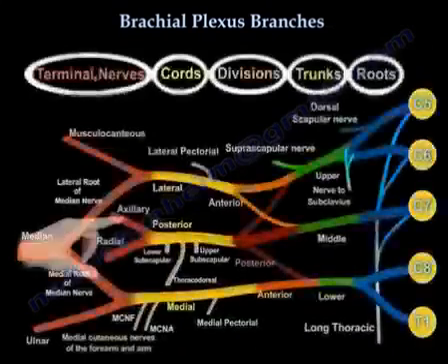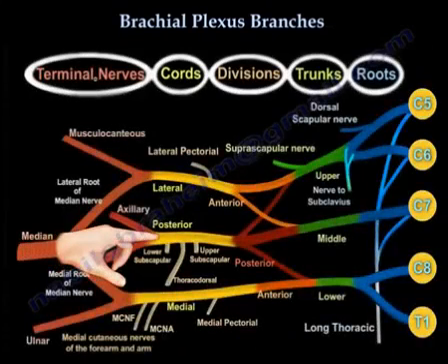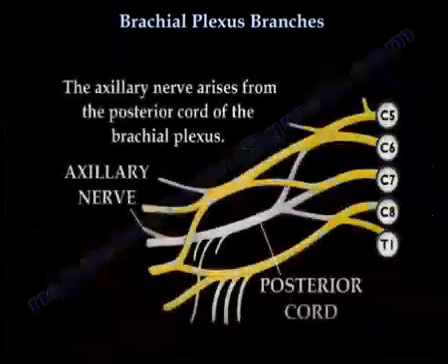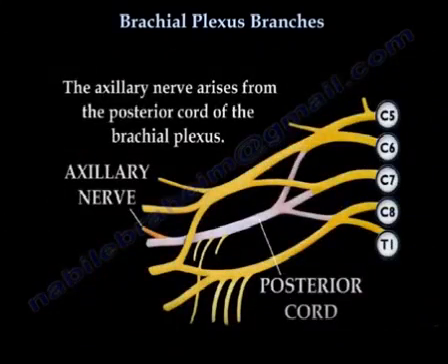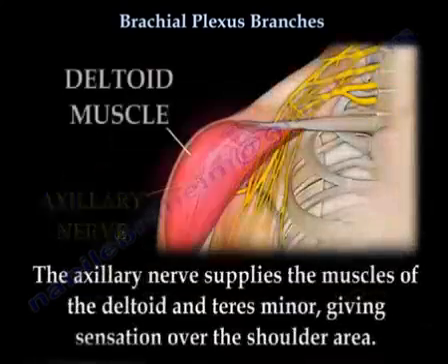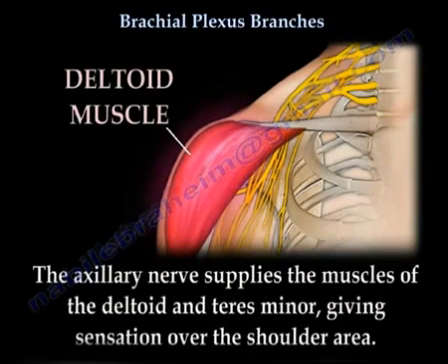The axillary nerve arises from the posterior cord of the brachial plexus. The axillary nerve supplies the deltoid and teres minor muscles and gives sensation over the shoulder area.